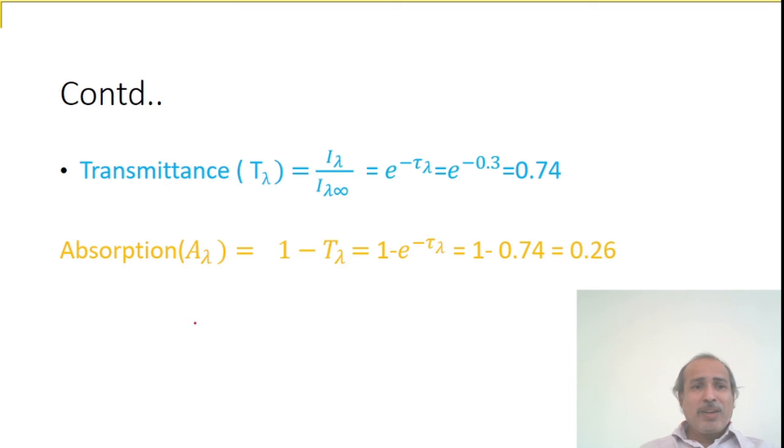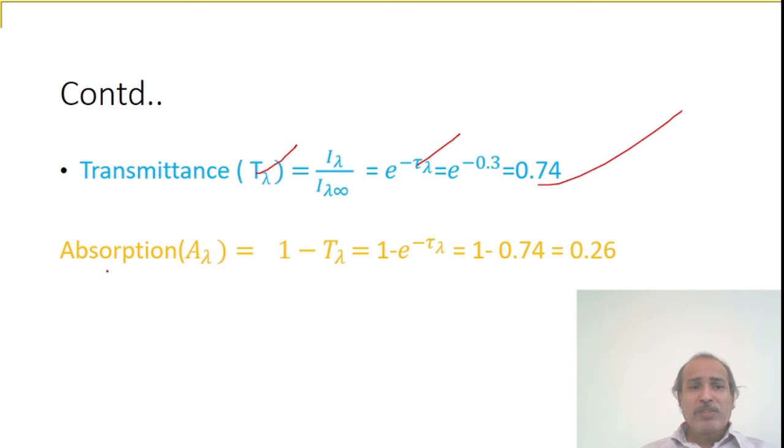Next, what is the transmittance? You know the relation between T lambda and tau lambda. T lambda equals e to the power of minus tau lambda. That equals, with tau lambda 0.3, exponential of minus 0.3. So we will get 0.74. So this is transmittance.